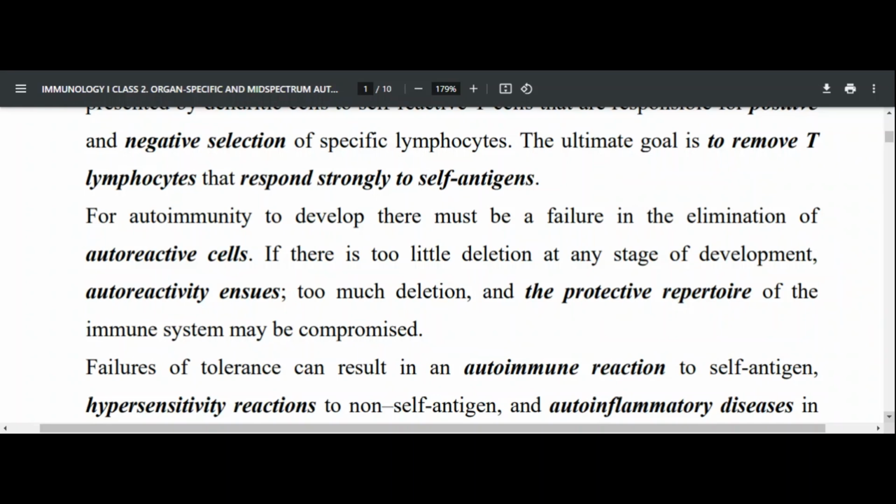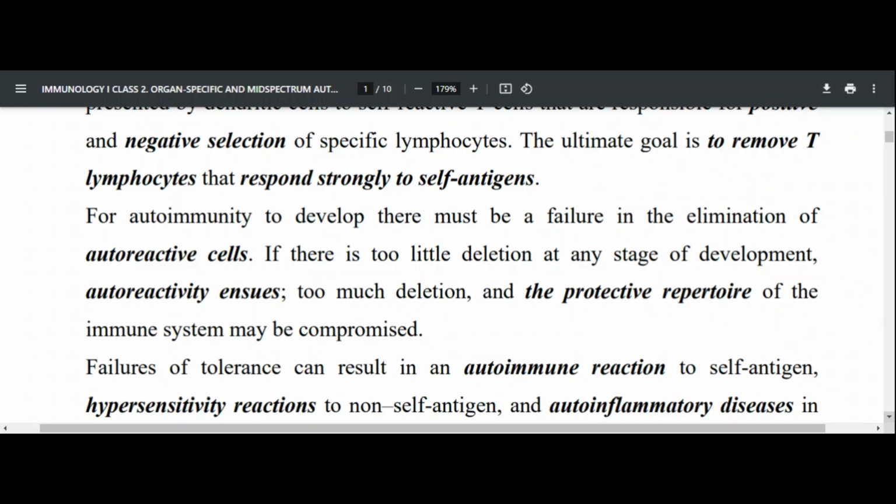The immune repertoire, or protective repertoire, of the immune system is the number of cells that are ready to protect our body. That is, the immune protection cells. The combination or set of those cells is what we call a protective repertoire. So if immune selection is taking place and there is too much elimination of those cells, that can lead to compromise of the protective repertoire of our body.